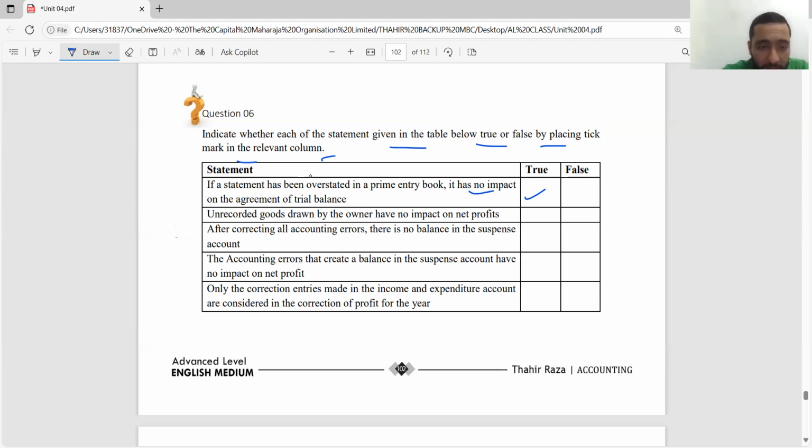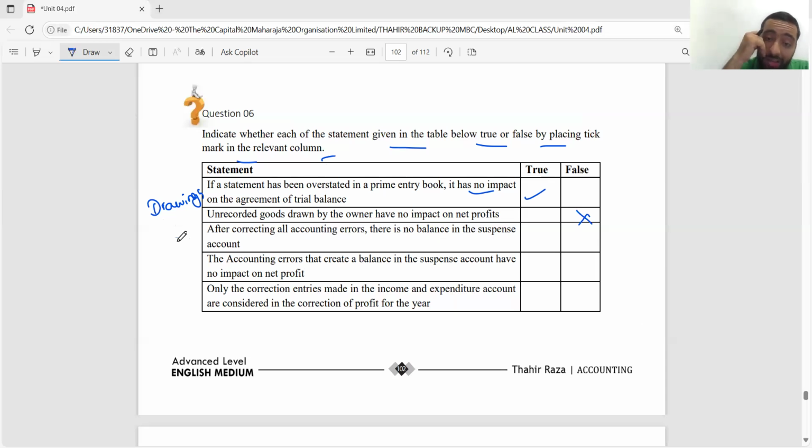Okay. Next one: unrecorded goods drawn by the owner have no impact on net profit. Okay, drawings. If you don't record drawings, does it have an impact or no impact? They are saying it has no impact. Drawings, where do you record? You record in the profit and loss, the income statement. So if you don't record, will there be a difference? Yes, there will be an impact on the net profit. So this is wrong. Very happy, all three of you have given the correct answer.